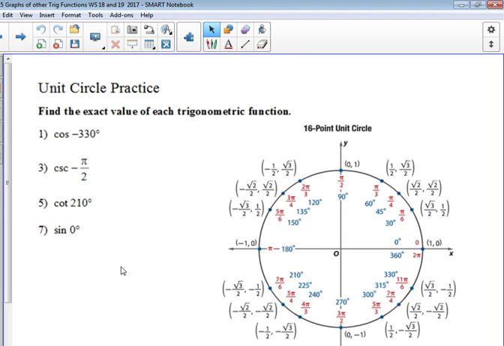I just want to practice a little bit because this is really important, using the unit circle. So I'm going to do 3 minutes of this and then we're going to go on to today's lesson. Are we ready?